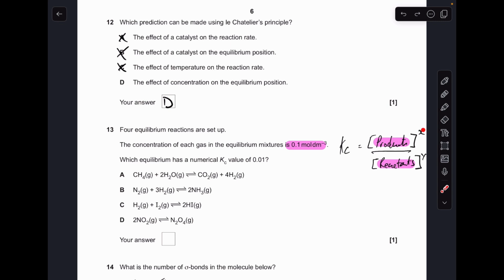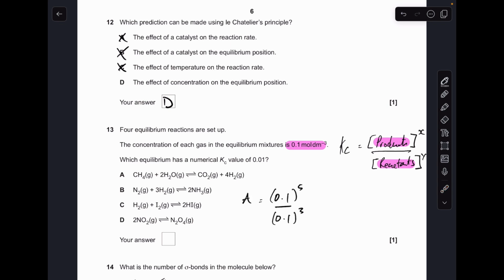of the product raised to the power, I'm calling x. So x is just going to be the balance in numbers of the products, and divide that by the equilibrium concentration of the reactants raised to the power y. So that y just represents their balance in numbers. So we'll just work through them until we get the answer.